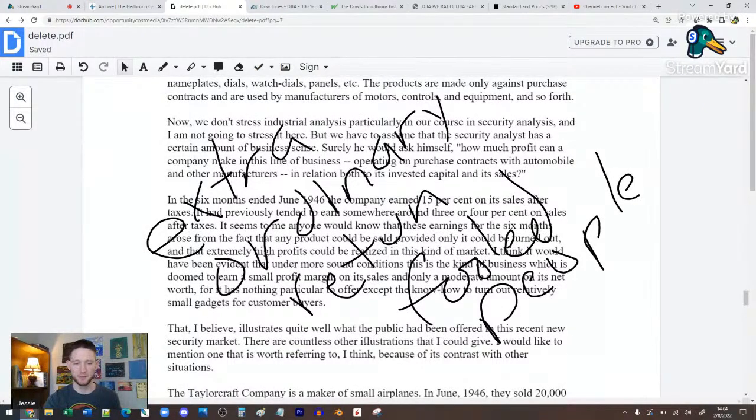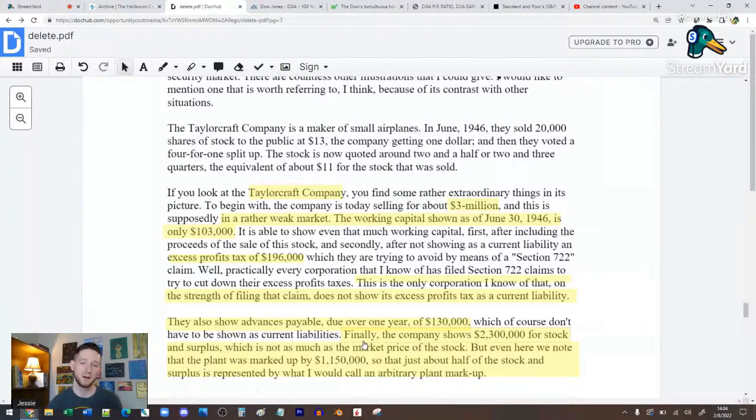Extraordinary returns fooled people. And then he gives another example, the Taylorcraft Company, which is an airplane manufacturing company. So he said, to begin, the company was selling for $3 million. And this is supposedly in a rather weak market. What he means by that is the Wall Street analysts said, oh yeah, it would be selling for a lot more, but we're in a weak market right now. So if you look, the working capital was only $103,000. So of that $3 million it was selling for, tangible working capital, I'm assuming, was $103,000. So what is that, 30 times book value, which is crazy.